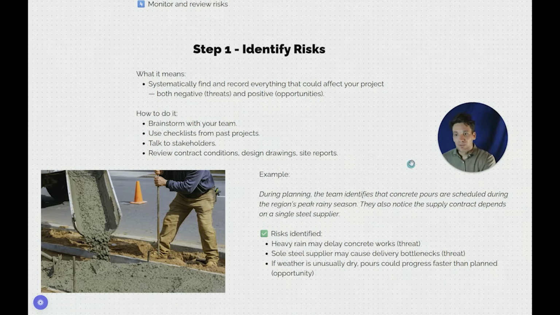For example, during planning, the team identifies that the scheduled concrete pours are planned during the region's peak rainy season. They also notice that the supply contract depends on a single steel supplier. So they've identified 2 main risks for their project. Heavy rain that may delay the concrete works, which is a threat. A sole steel supplier that may cause delivery bottlenecks, again, a threat. And potentially an opportunity: if the weather is unusually dry, pours could progress faster than planned.